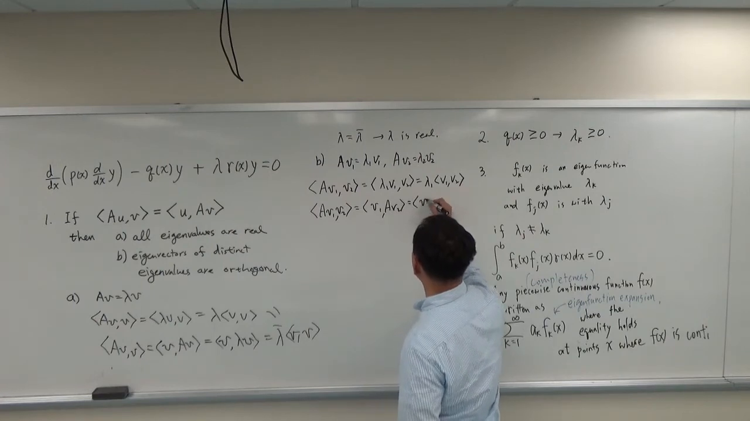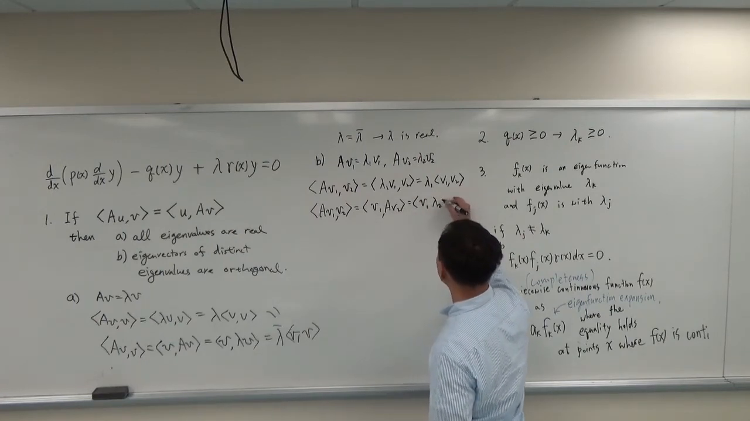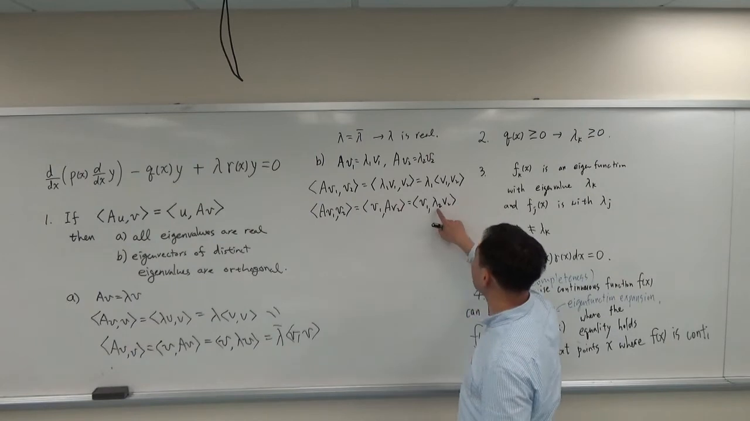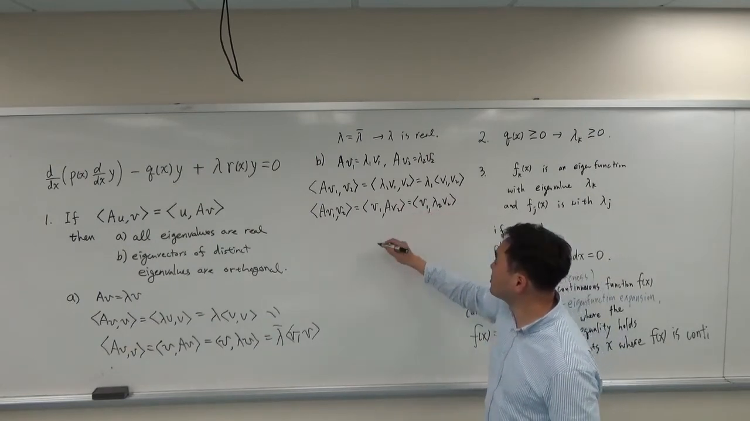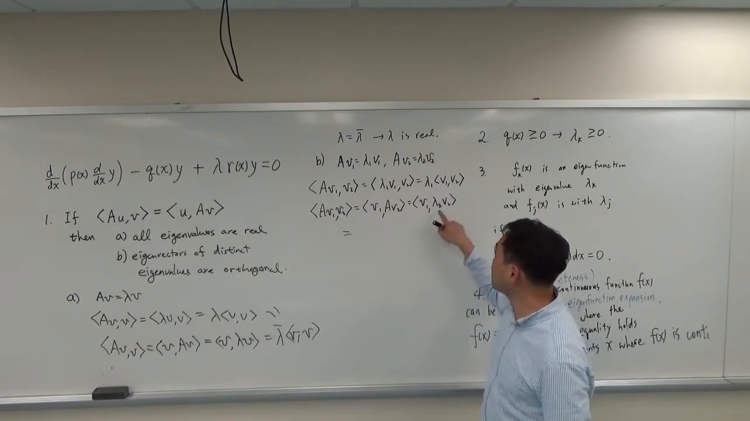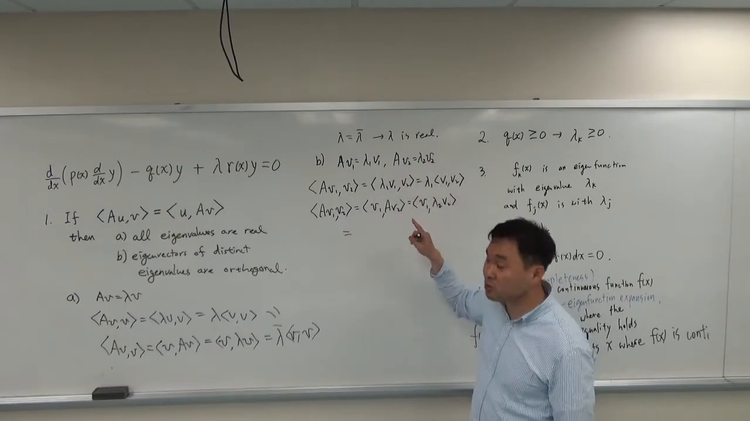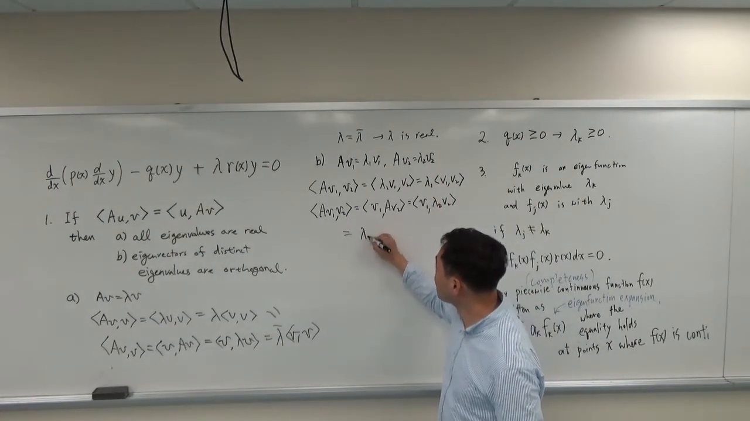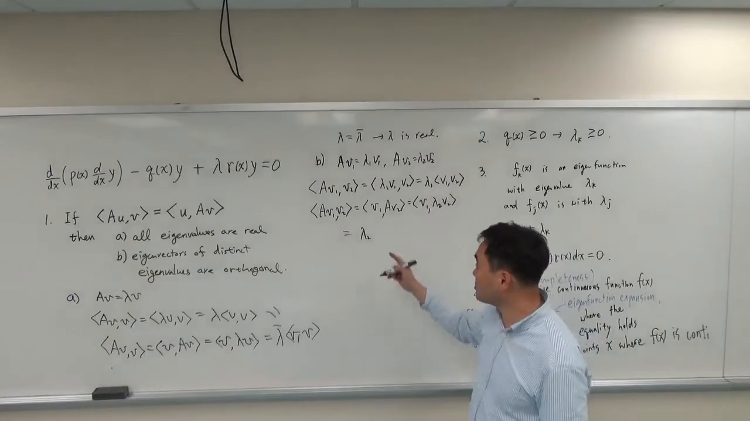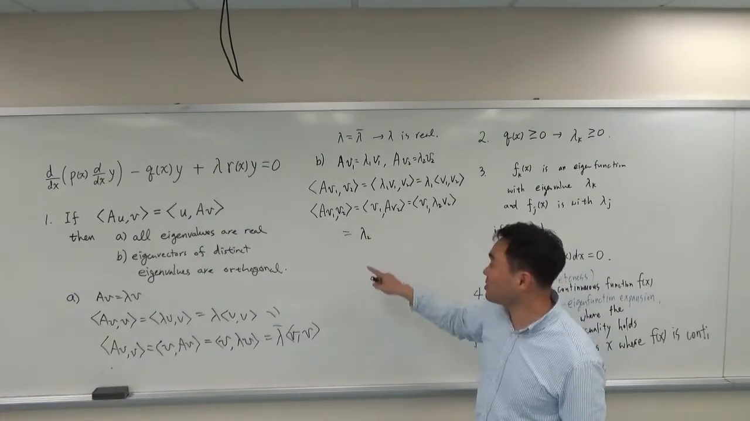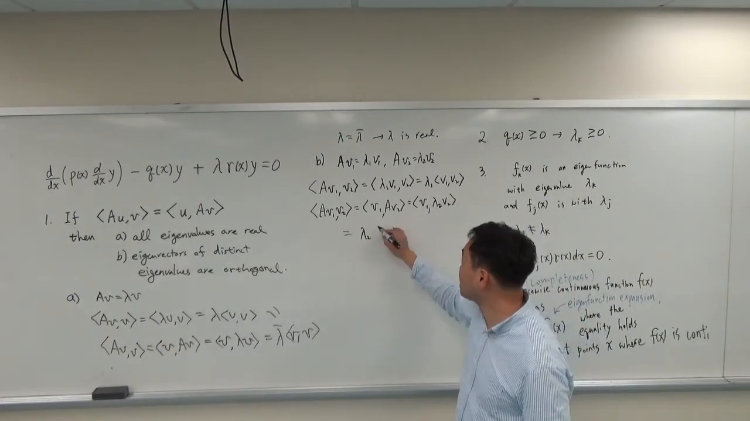And that gives you V1 lambda 2 V2. And when this comes out, you get a bar, but we already know that the eigenvalues are real, right? So when it comes out, it just comes out as lambda 2, not as lambda 2 bar. Because this is real, it doesn't matter.